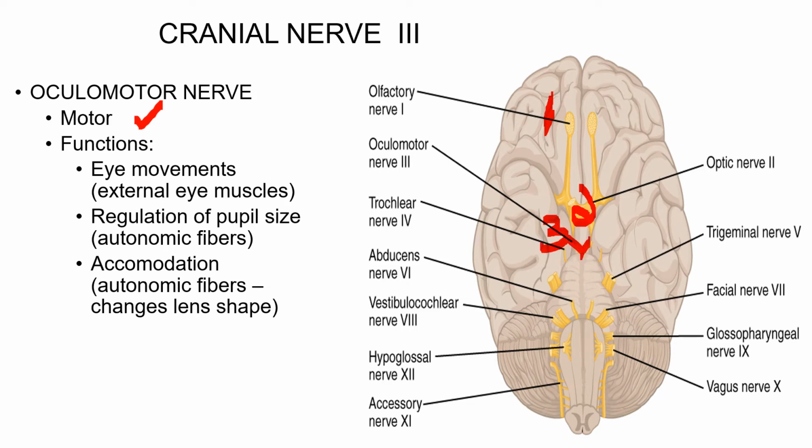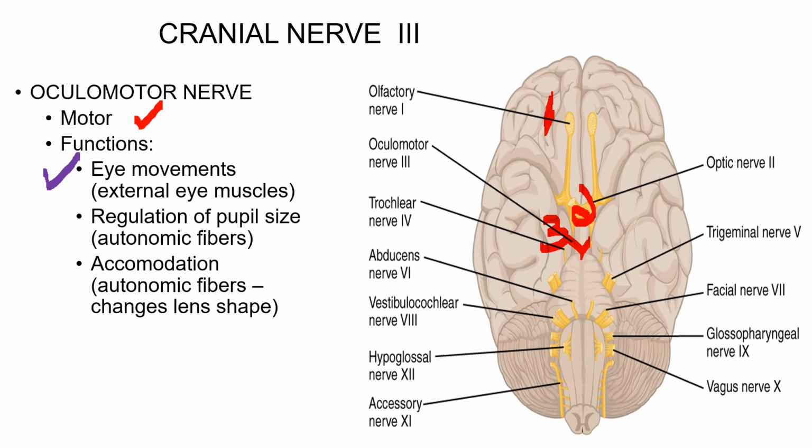So several different functions for the oculomotor nerve. This is actually one of 3 cranial nerves that's going to help us move our eyeball in different directions. Cranial nerve 4 and 6 are also going to help out, but cranial nerve 4 and 6 only move it in one direction. All of the other directions are thanks to this oculomotor nerve.